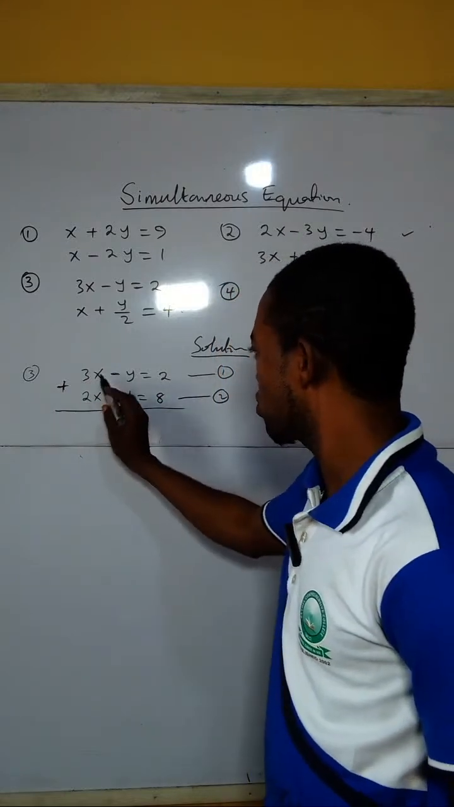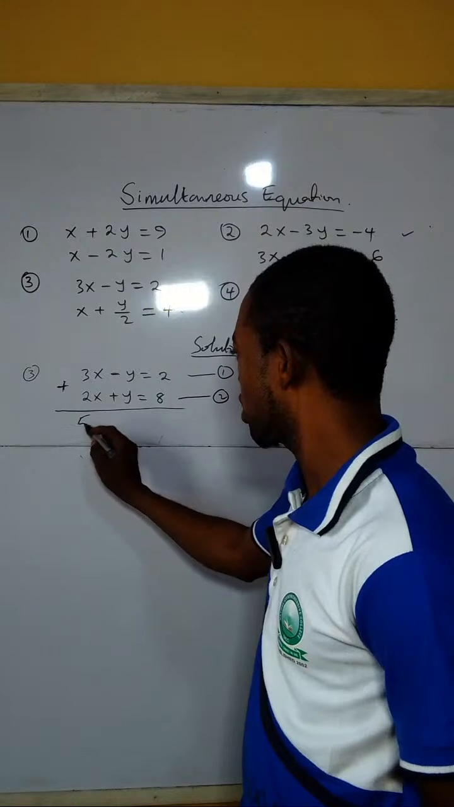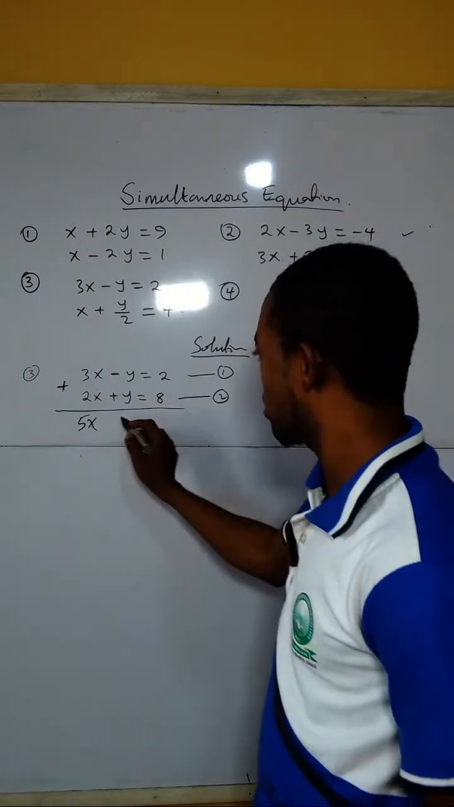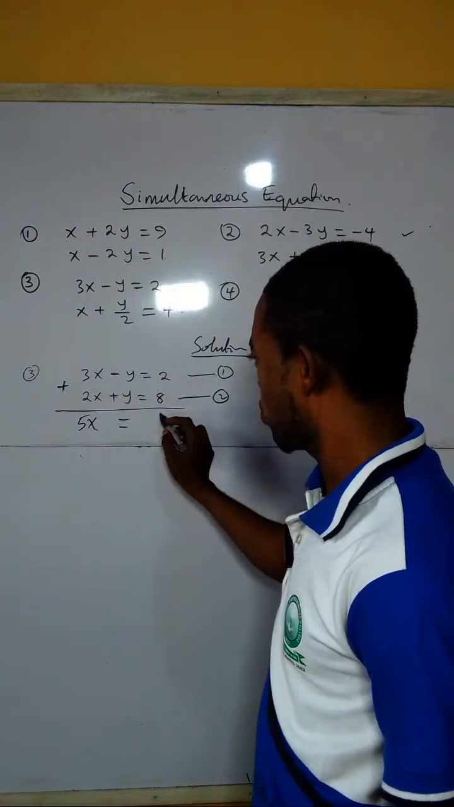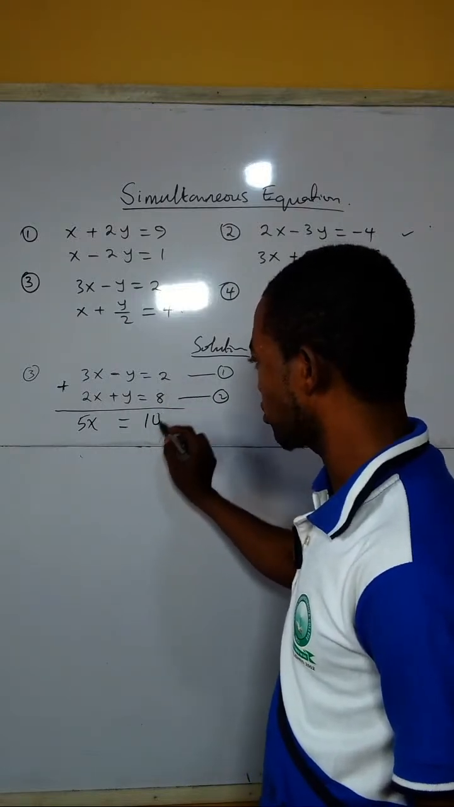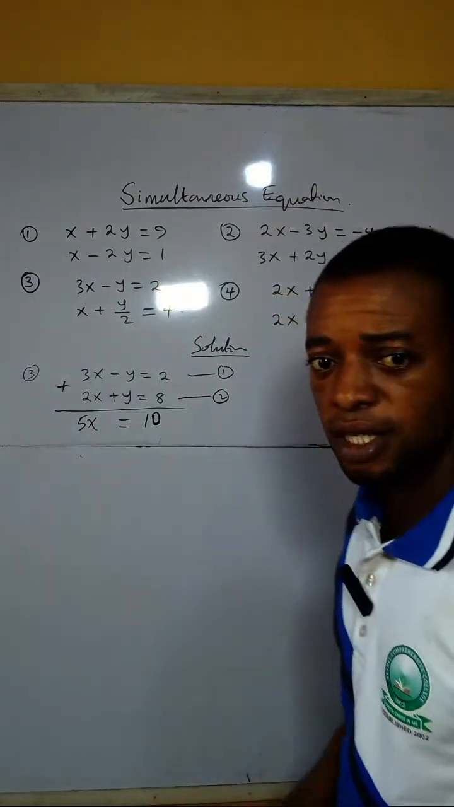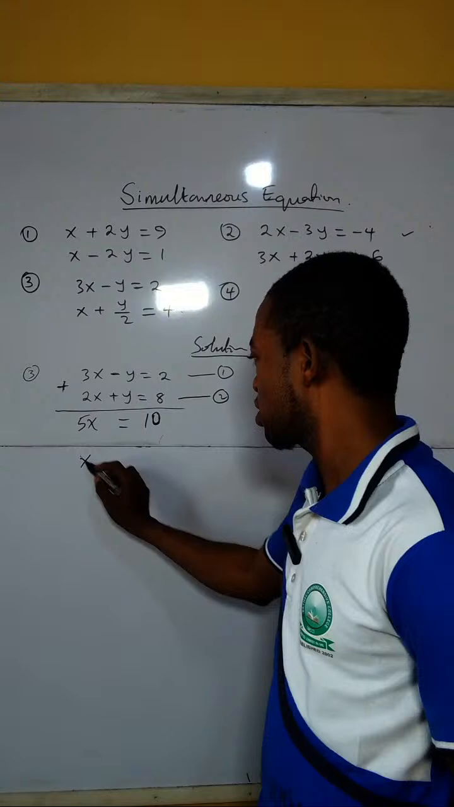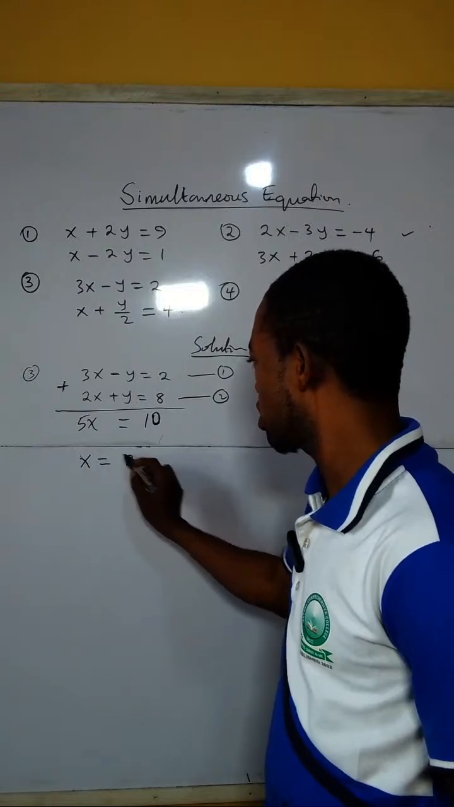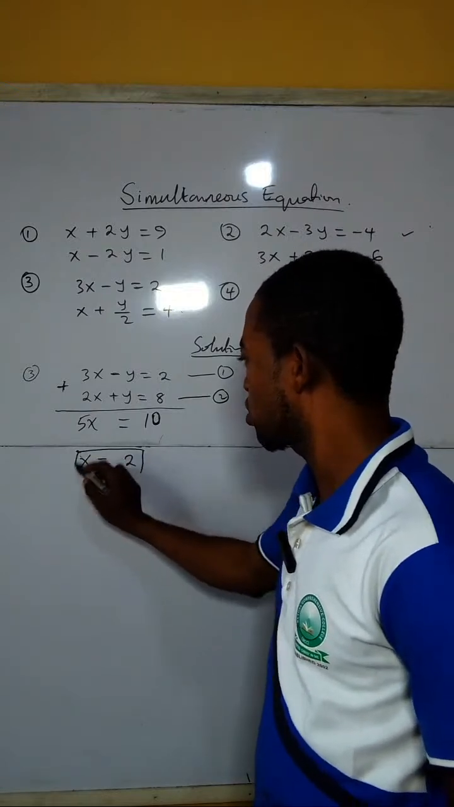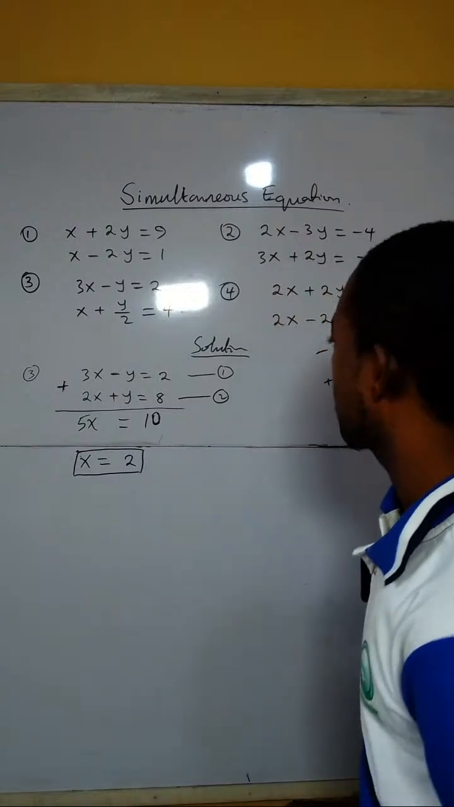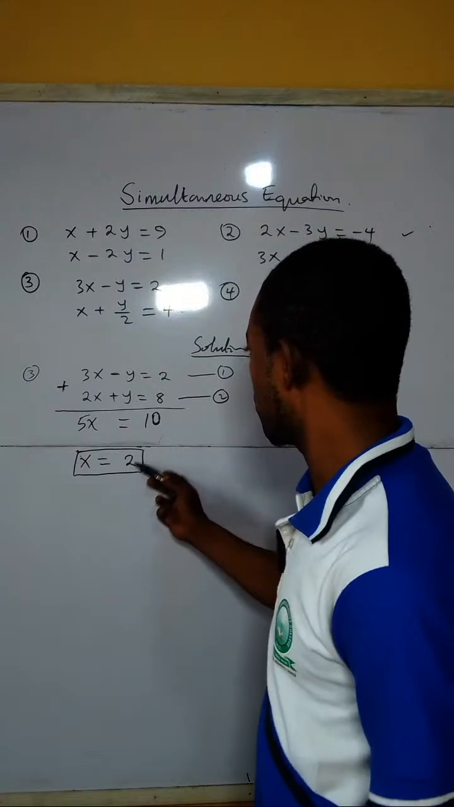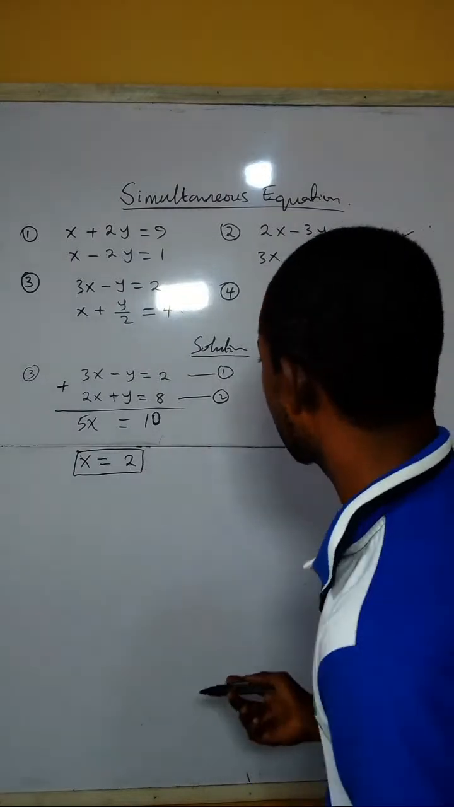Here 3x plus 2x gives us 5x. Then y has been eliminated, which equals 2 plus 8, that's 10. Then to get x, divide both sides by 5. That is x equals 10 over 5, which is x equals 2. Then we can get y easily by putting x equals 2 in equation 1 or equation 2.